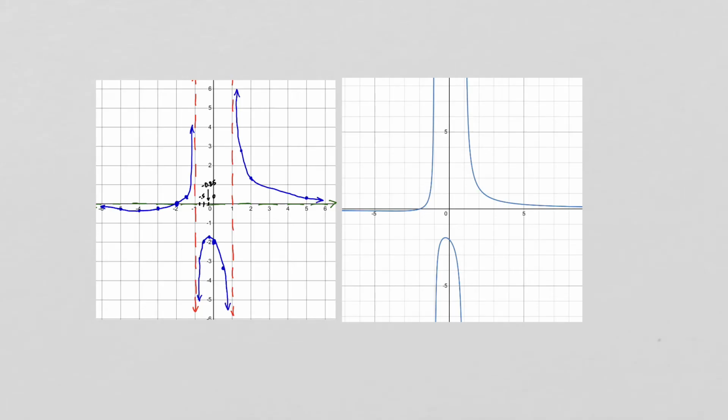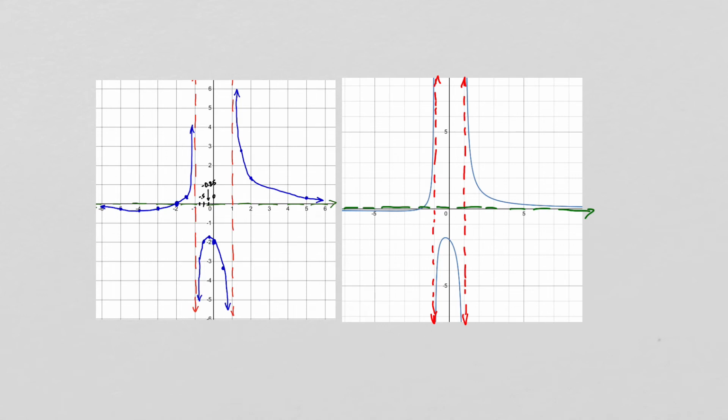So here is a side-by-side comparison of the graph that we created by hand and a graph from a graphing calculator. And you should be able to see that we did a pretty good job here. If you graph the vertical asymptotes here and here, you can see the correlation between the two graphs a little bit better. And here is the horizontal asymptote.